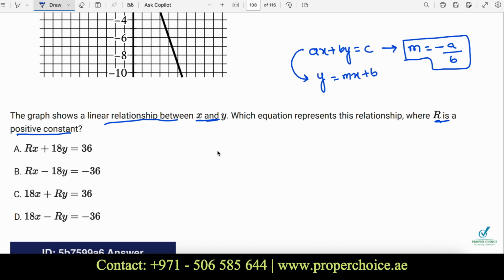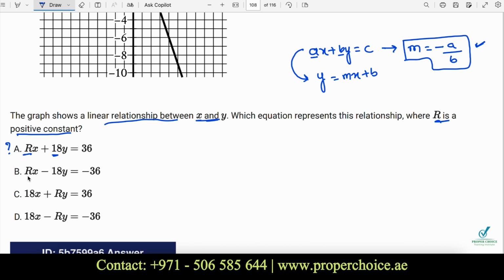Now let's eliminate some of the four options so that our solution becomes easier. Again I tell you, if the coefficients of x and y are both positive, then the slope turns out to be negative. I have to observe very carefully. Here the coefficient of x is positive because they clearly told us r is a positive number, and the coefficient of y is also positive, so this results in a negative slope. This could be the answer.